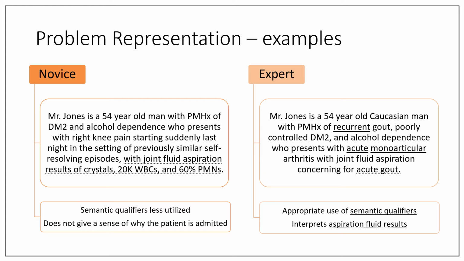On this slide, we can compare problem representation in a novice versus an expert. If you look at the novice on the left, we see that the ID statement is a bit lengthier. The format seems okay. The novice adheres to the general framework that we had outlined earlier. However, they then delve into some descriptions that can be consolidated into semantic qualifiers. So in this example, right knee pain becomes monoarticular in the expert problem representation. Starting suddenly last night becomes acute. In the setting of previously self-resolving episodes becomes recurrent gout.